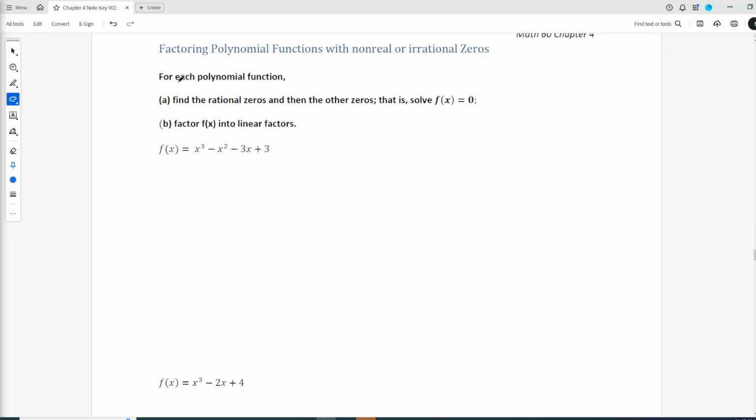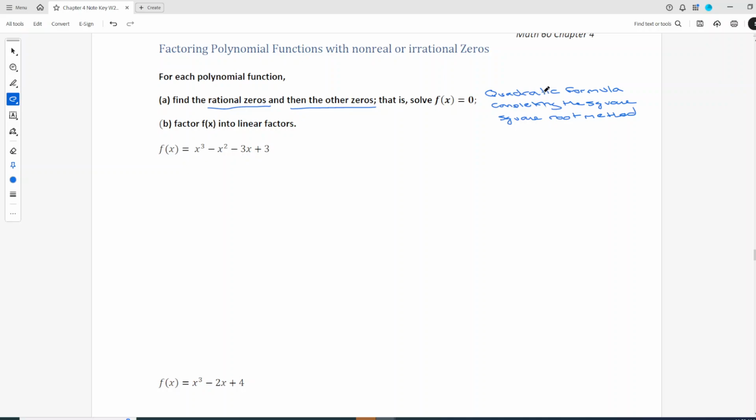For each polynomial function, find the rational zeros, because that's always what you're going to find first. Then find the other zeros, that is, solve f of x equals 0, and you're probably going to be using the quadratic formula. Not many people opt to do completing the square, although it is always an option. But I would say quadratic formula or completing the square, or potentially you could use the square root method or solve algebraically if there is no x term. So it's going to be one of these three.